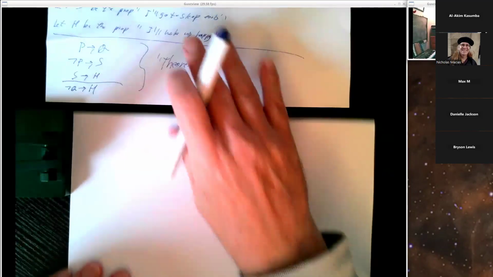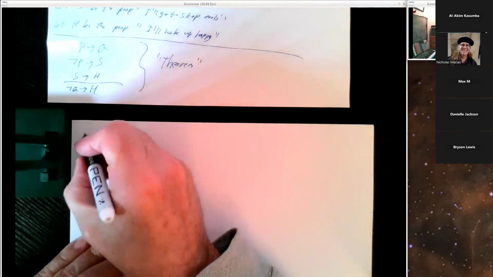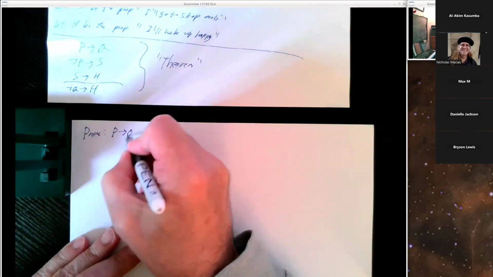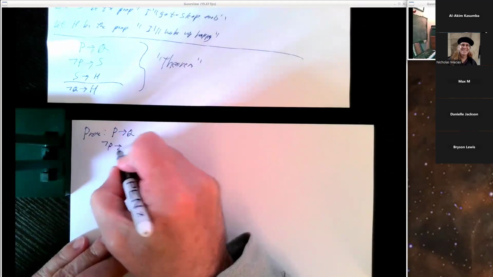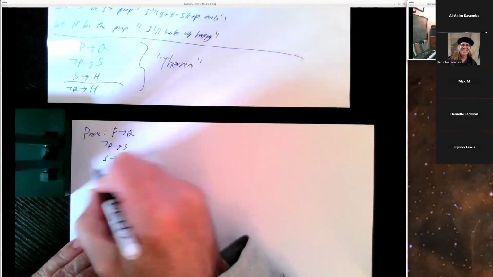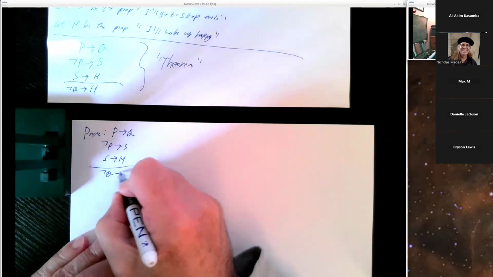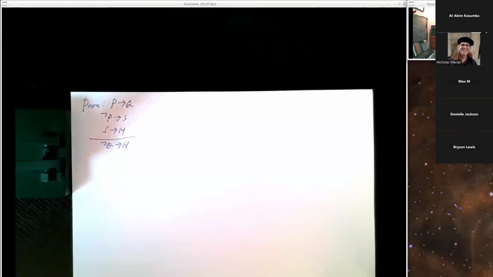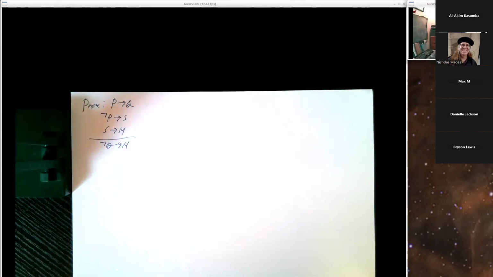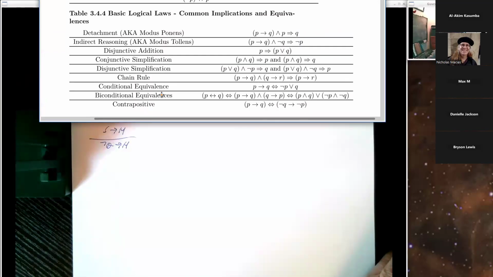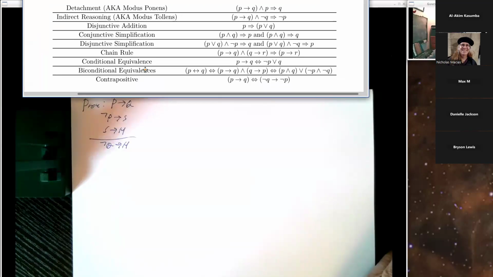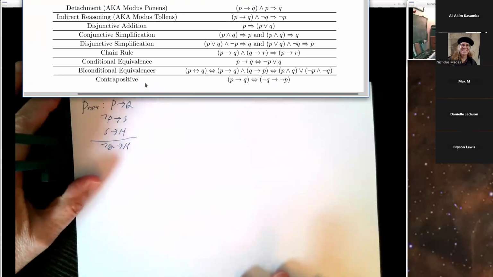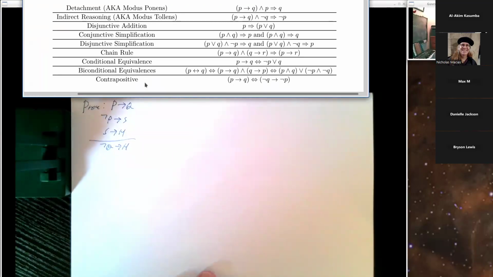So let's try that. Let's say prove: if P then Q, if not P then S, if S then H, implies if not Q then H. Now let me bring these laws of logic back in. So how do we do a proof?